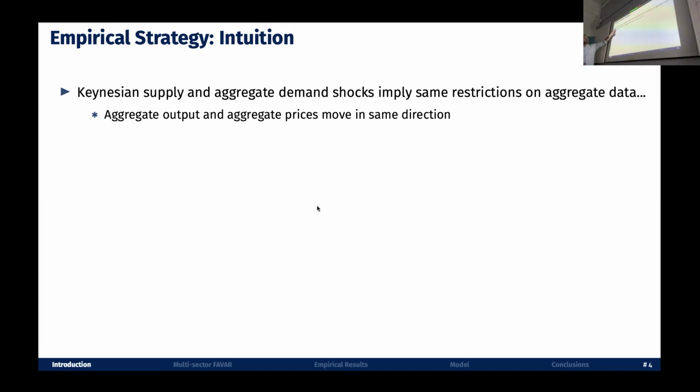So I just argued that Keynesian supply shocks and aggregate demand shocks imply the same restrictions on aggregate data. They lead to the same movement. And so if I want to extract them only using aggregate data, I'm going to have a hard time on it because they move aggregate output and prices in the same direction. However, and the key to understand what we do here is that they imply different restrictions on sectoral data, as we just saw, right?